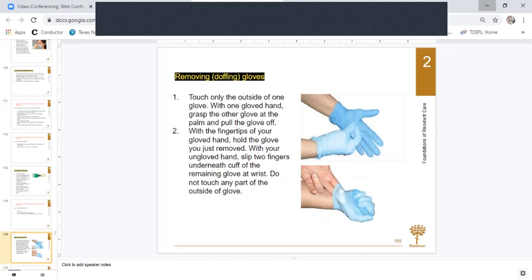Okay, does anyone have any questions on infection control, standard precautions, transmission precautions?